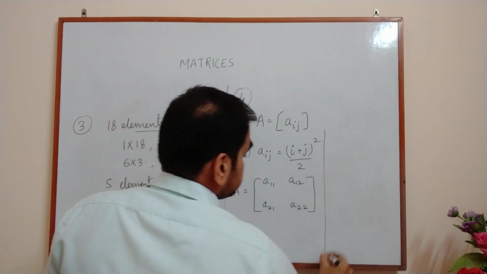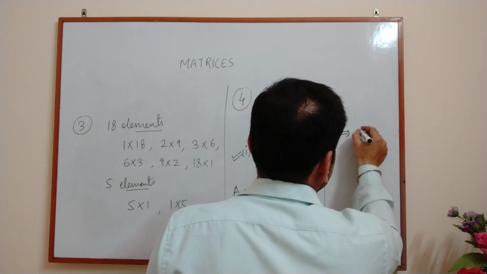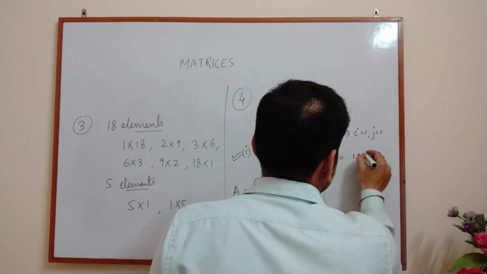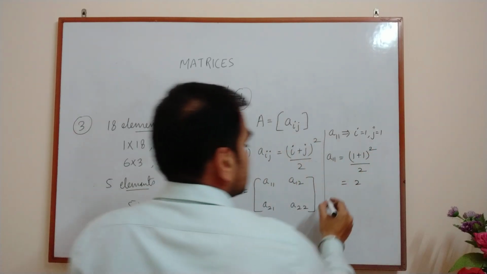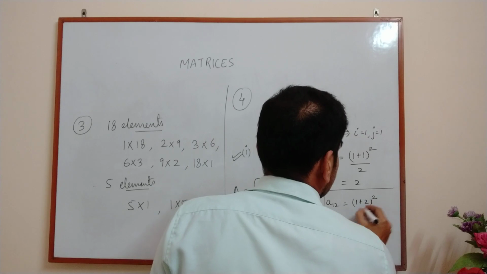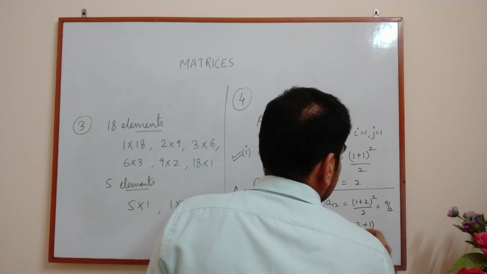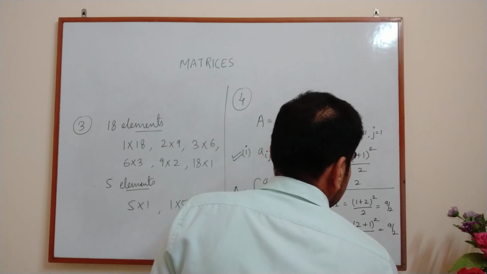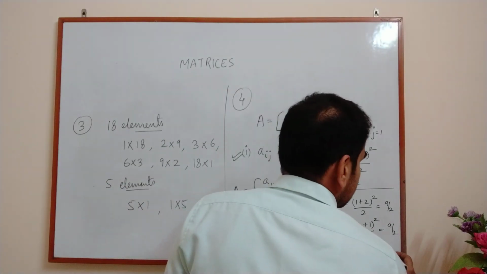So from this rule, if you calculate the value of A11, this implies i is equal to 1 and j is also 1. So A11 will be 1 plus 1 whole square divided by 2. So this value is 2. The next element is A12. So A12 is 1 plus 2 whole square divided by 2. So this is 9 by 2. Similarly, A21 is 2 plus 1 whole square by 2, so this is again 9 by 2. And A22 is 2 plus 2 whole square divided by 2, that is 4 square, 16 by 2, which is 8.